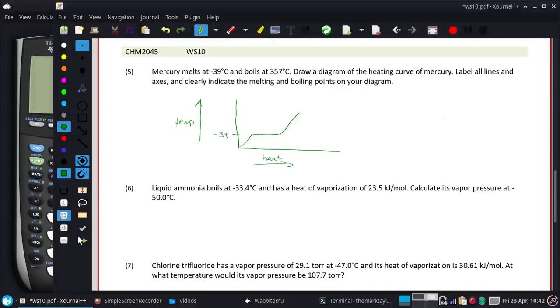Not really sure from anything we said if it's an increasing slope or decreasing, but it won't necessarily be the same. But it's going to stay on that slope, whatever it is, until it gets up to 357, the boiling point. Both these are Celsius temperatures. And when it gets to 357, it's going to sit there and boil.